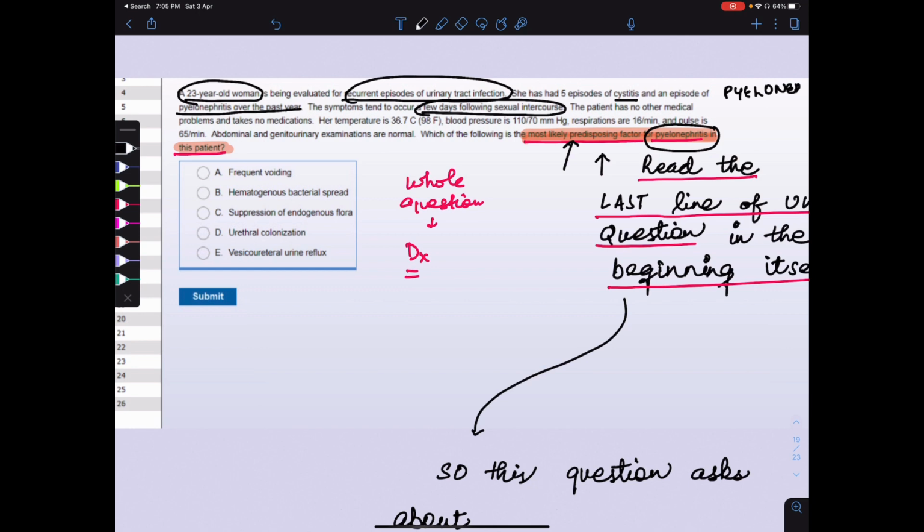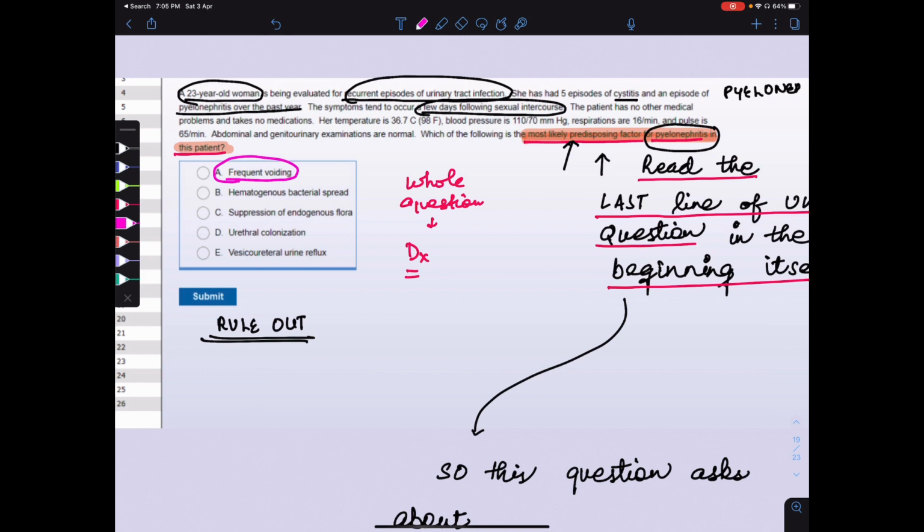The next strategy is to rule out the options. See, even if you don't know any precipitating factor for pyelonephritis, your strategy should be to rule out the options. Ruling out. This is a very important strategy from the exam point of view. Okay. Now let us quickly handle the options one by one. Do you think frequent voiding would have led to pyelonephritis?